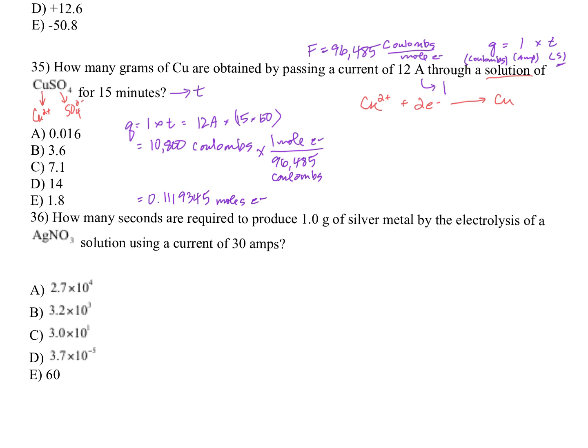So let's set that up. The setup now is going to look something like this. I take my moles of electrons, and I just round it down to 3 sig figs because this number is too long to fit up here. So I've got my moles of electrons from all of this work over here.